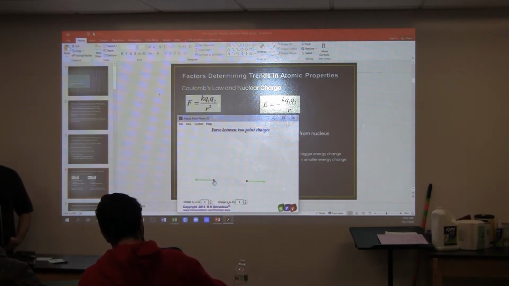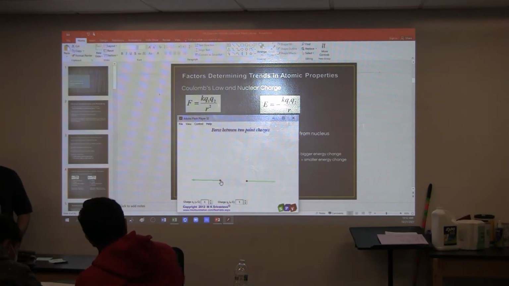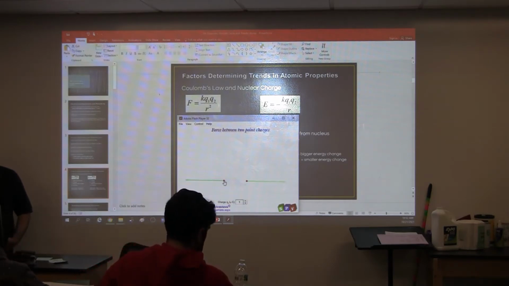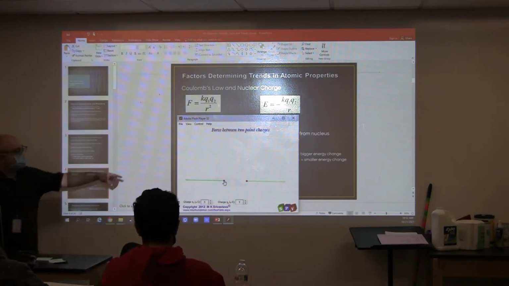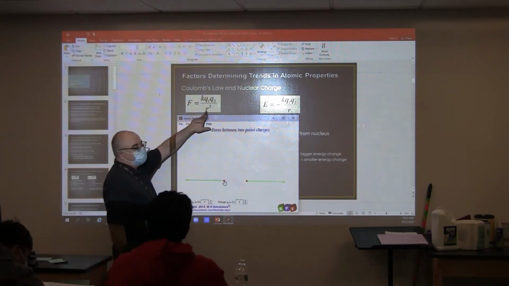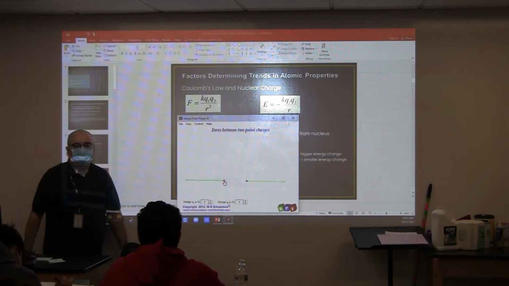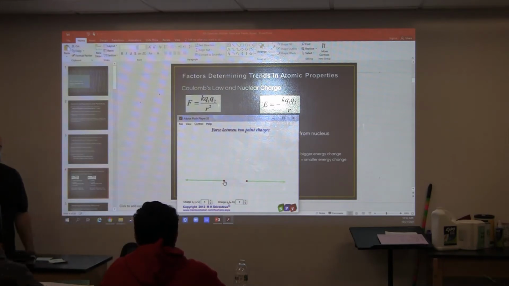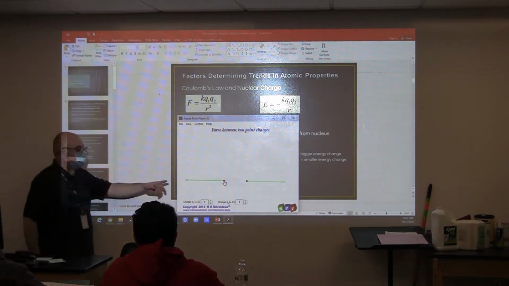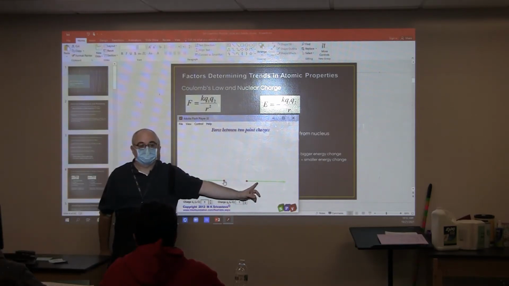First, if I move them closer, notice the force is growing. That's consistent because the smaller the distance, the stronger the force. Why are the arrows pointing away from each other? What do you think that means? They have the same charge, so they're pushing. And therefore, this is a repulsion. So this might be how two electrons behave when they're near each other.